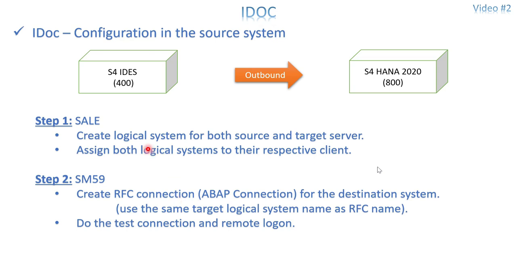So what is your target system logical name? Probably I'm going to have S4 HANA 2020, or whatever it is. So I have to give the same name to my RFC connection name also, S4 HANA 2020. Then do the test connection and do the remote logon also for your confirmation, to verify that you are able to reach the target system.